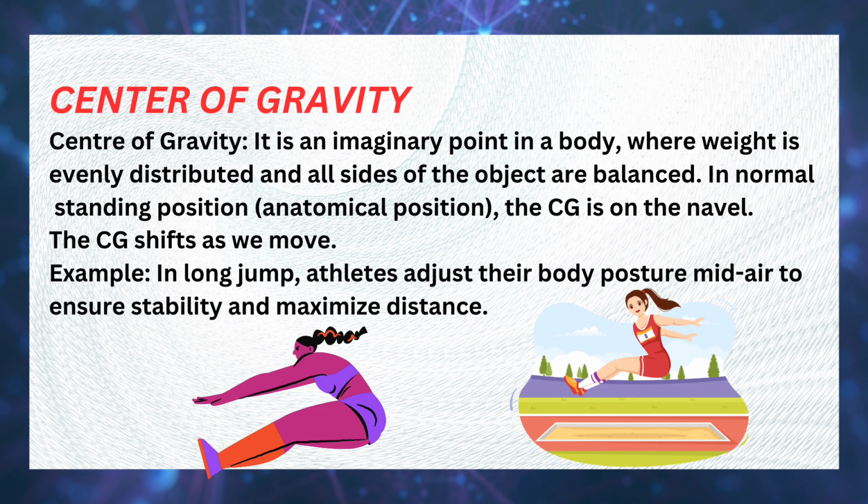Center of gravity: it is an imaginary point in a body where weight is evenly distributed and all sides of the object are balanced. In normal standing position, anatomical position, the CG is at the navel. The CG shifts as we move. Example, in long jump, athletes adjust their body posture midair to ensure stability and maximize distance.